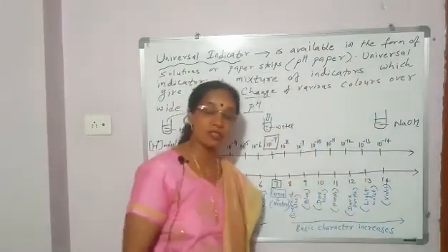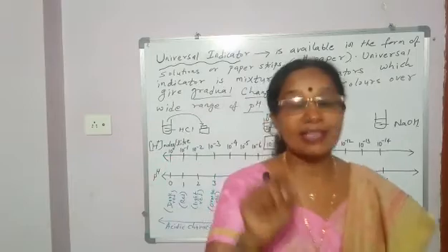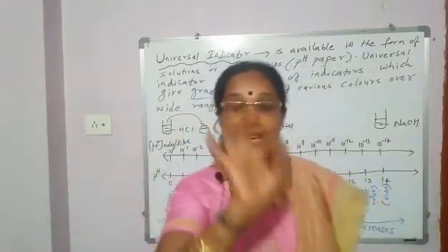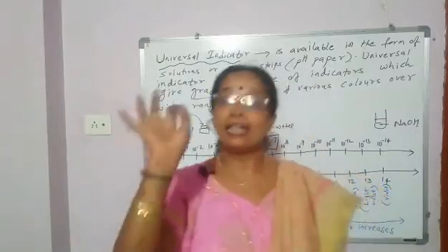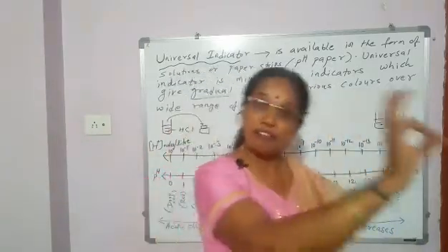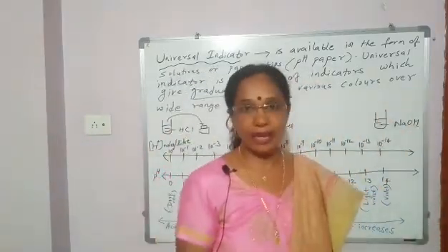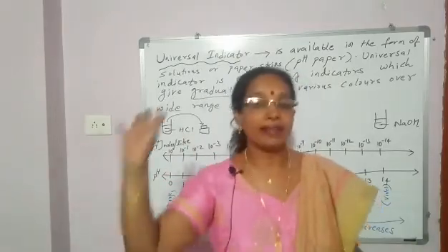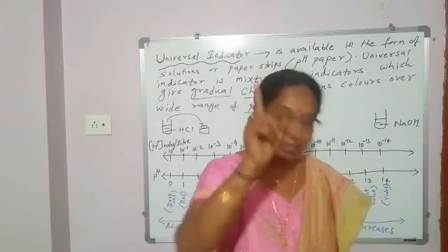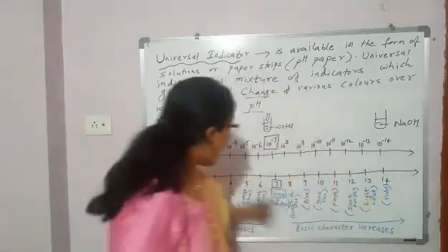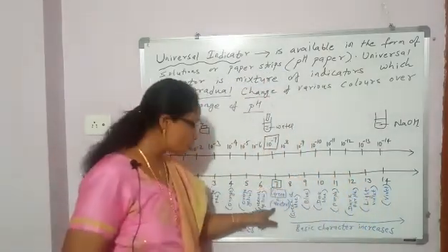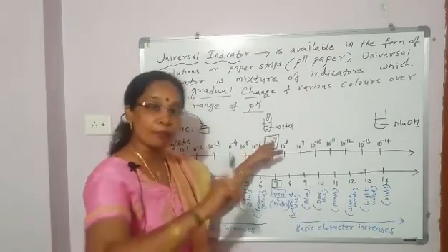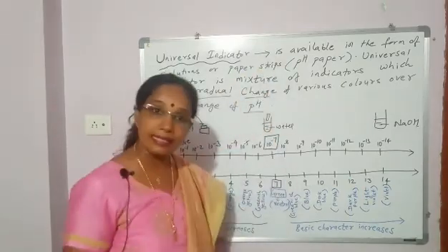What is pH? pH expresses hydrogen ion concentration in a solution. The hydrogen ion concentration in a solution is expressed in terms of pH. Okay, and pH value ranges from 0 to 14. And if pH is 7, solution is neutral, and hydrogen ion concentration is equal to 10 power minus 7 moles per liter.